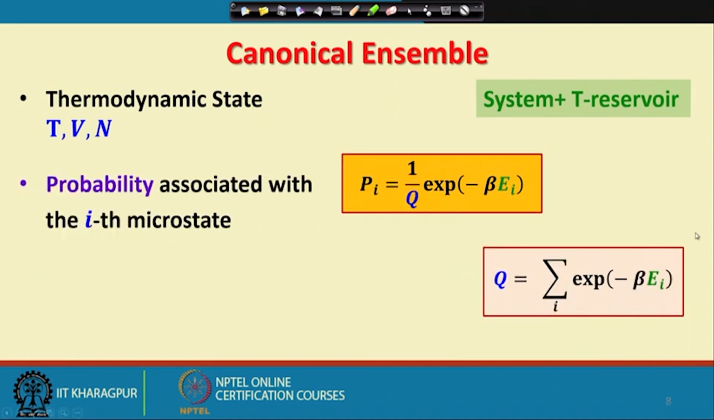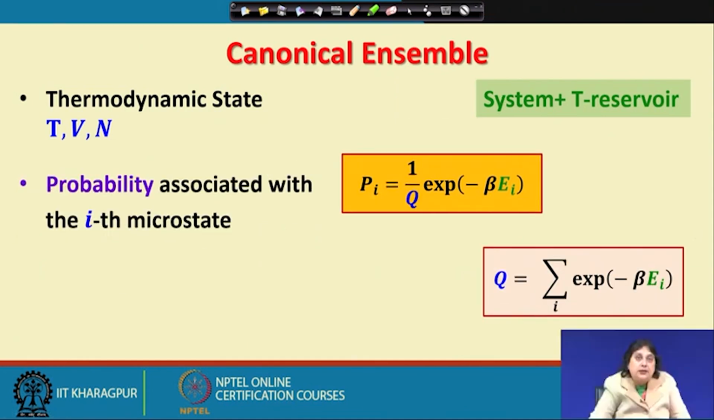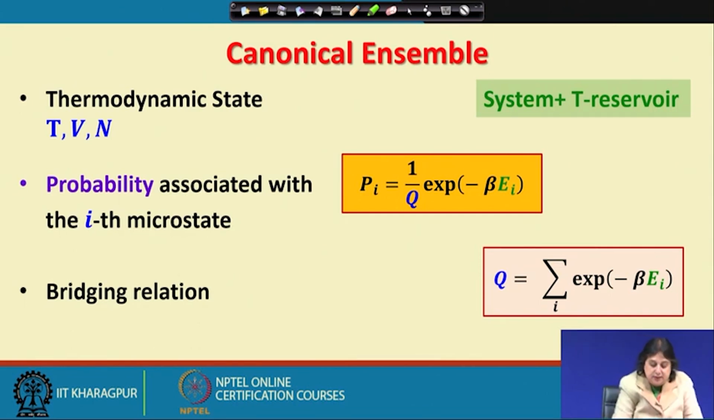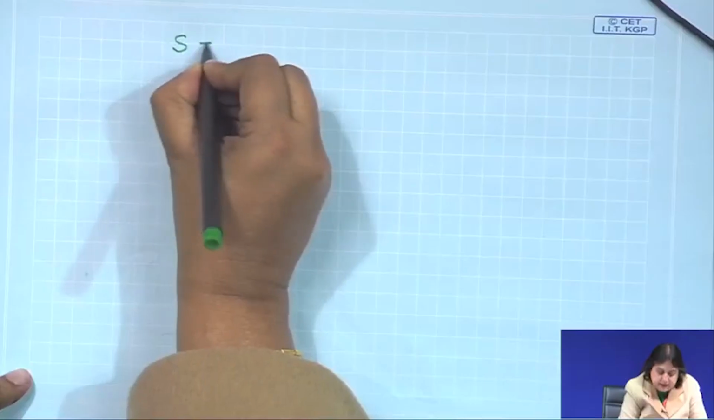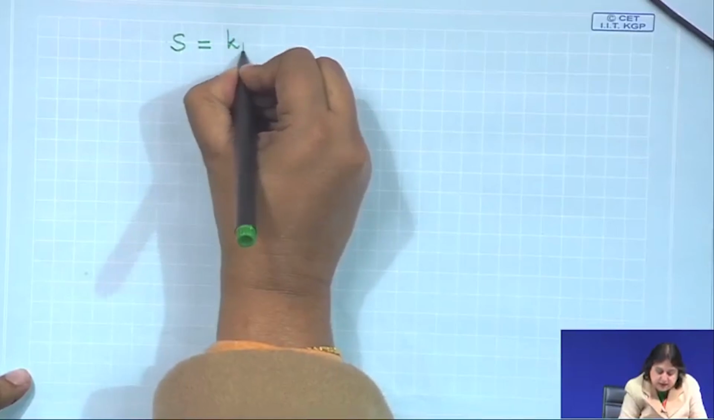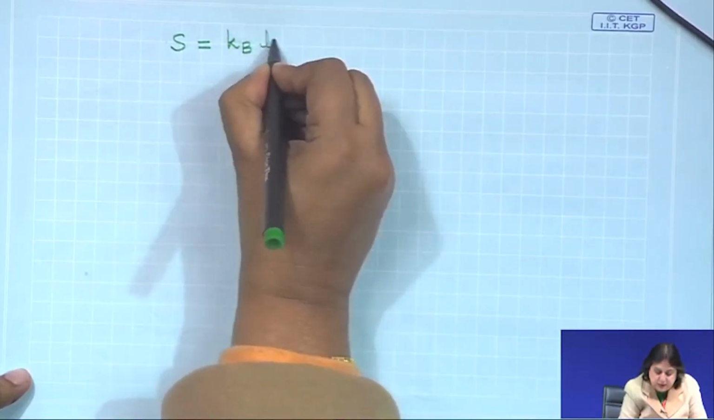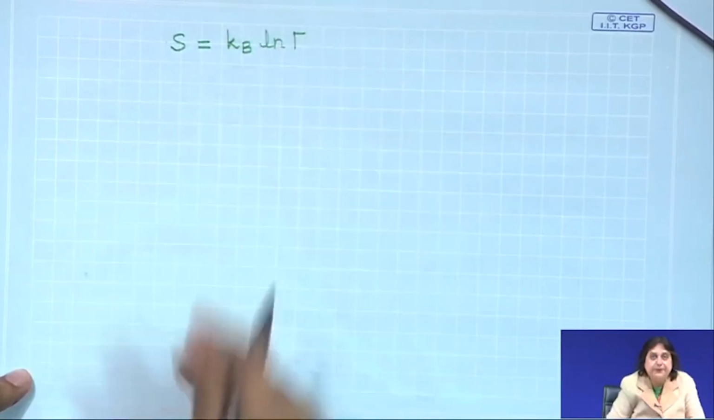With this knowledge, the results of molecular thermodynamics give us something which is very, very important, and that is a bridging relationship. Have you seen a bridging relationship before? Yes, you have. You have seen that in a microcanonical ensemble, we could write down this famous Boltzmann hypothesis that S is equal to Kb ln gamma.